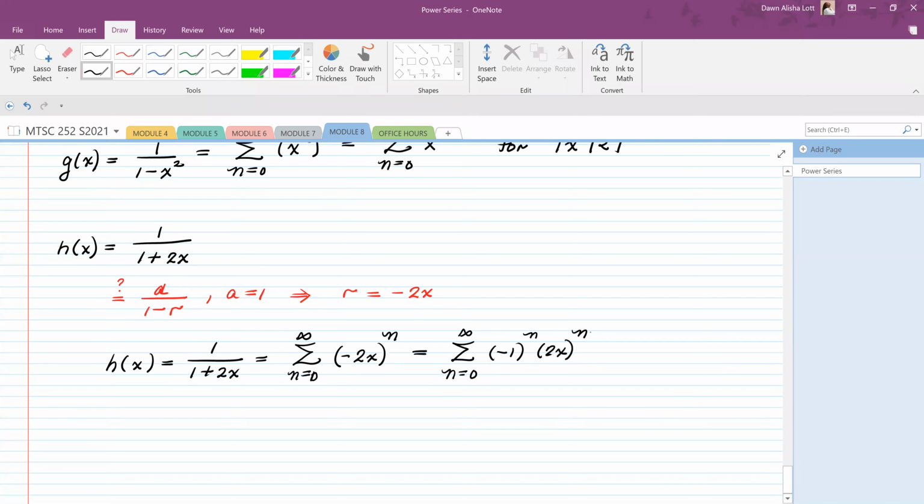And when is this going to converge? Well, it's only going to converge when the absolute value of r is less than 1. So this converges when the absolute value of minus 2x is less than 1, or the absolute value of x is less than 1/2.